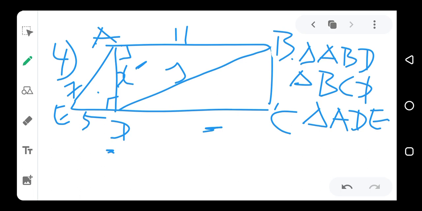Which side is the hypotenuse here? The hypotenuse now is the line facing the angle 90 degrees, which is 7, line AE. So line AE squared, that is 7 squared, is equal to x squared plus 5 squared.